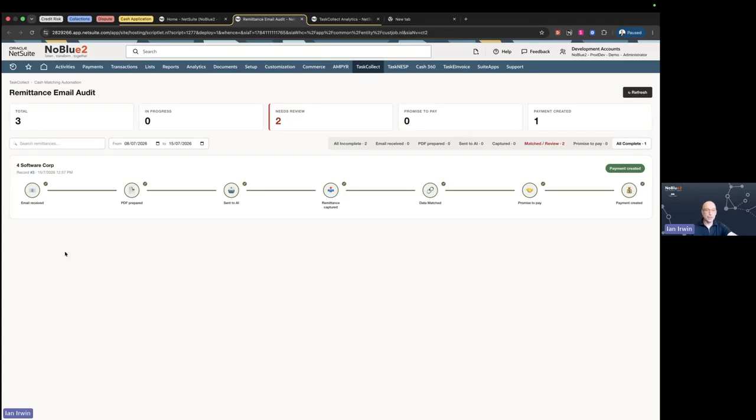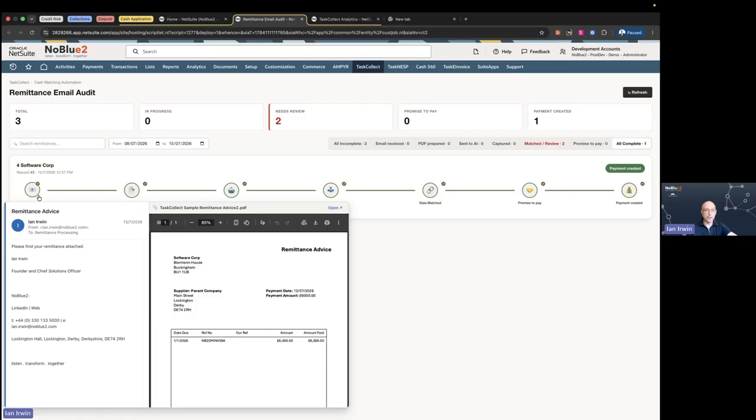I can hover over each of the stages that it goes through, and I can see the email and the PDF that was originally sent into NetSuite. And by sending into NetSuite, we're probably talking about a remittances at your company type email address, where your email system automatically forwards that onto your NetSuite account, or you can forward it on in the event that your customers send it to any other email address or personal mailboxes.